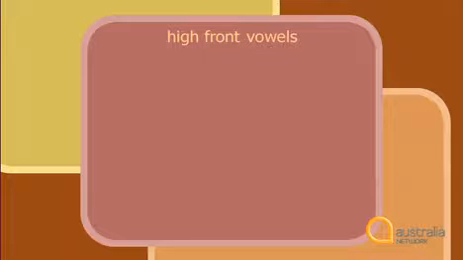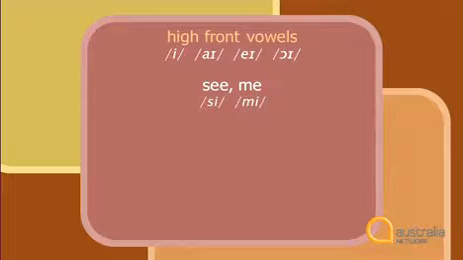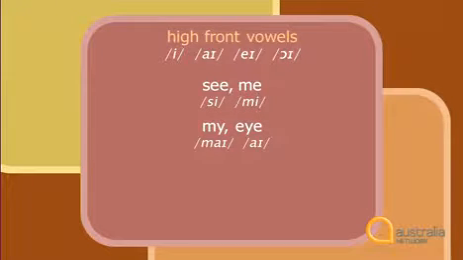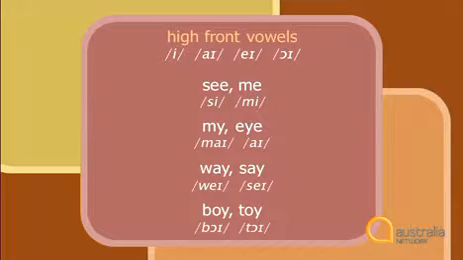High front vowels link with the Y sound. High front vowels are E, I, A, Oi. The sounds that are produced with the highest part of the tongue and close to the front of the mouth. For example, see, me, my, I, way, say, boy, toy.